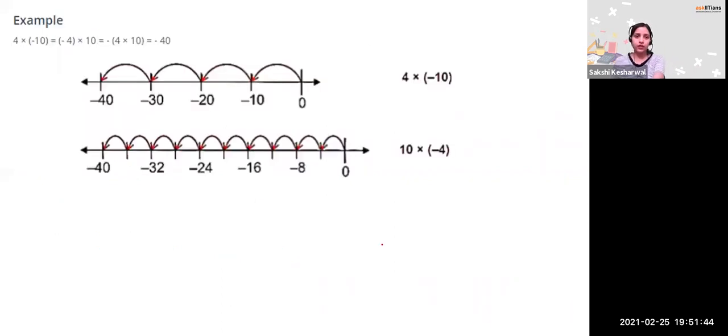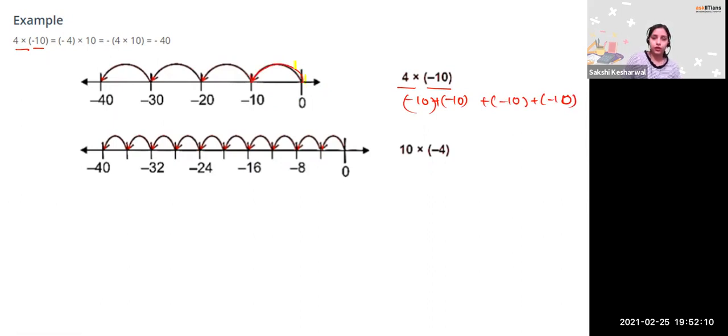Now, let's come to the next slide. You can just see over here, it says 4 into minus 10. So 4 into minus 10 is what? You're multiplying 4 into minus 10, so it's like minus 10 plus minus 10, plus minus 10 plus minus 10, right? So this is equal to what? You're going like this, one step. I'll take a highlighter, right?